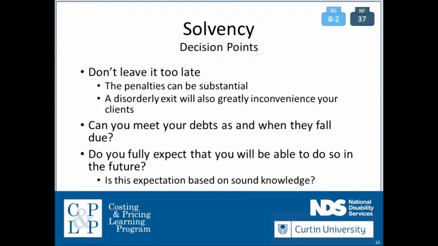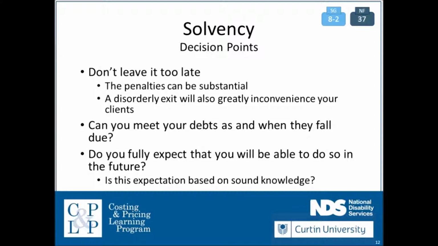From a solvency perspective, you do need to be looking at that 18 months to 3 years out cash flow requirements, because solvency cannot be left until you are trading insolvent. Particularly from a director's perspective, there are criminal and other impacts associated with that that they need to be aware of, but also from your client's perspective. A disorderly exit caused because you are in a financial crisis presents not only great inconvenience, but also, if you like, really destroys your capacity to ensure confidence in your clients and in your staff.